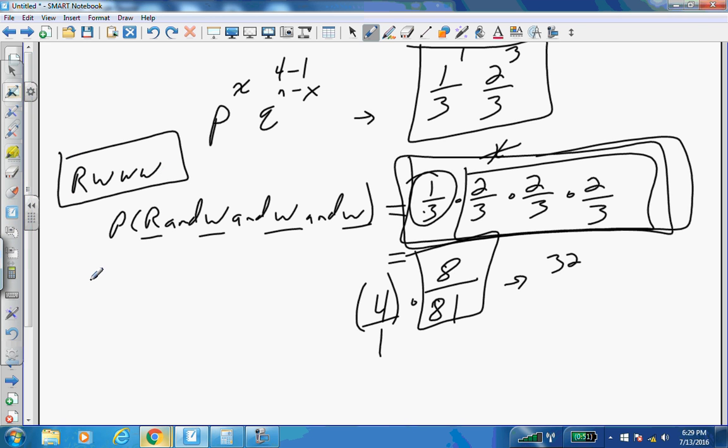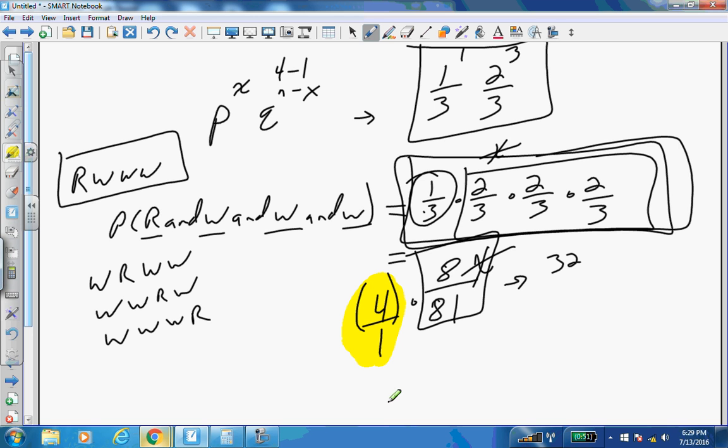Well, that would be the same probability for getting the second one right, the same probability for getting the third one right, the same probability for getting the fourth one right. So we take that probability, multiply it by how many different ways there are of getting exactly one correct, and that'll give us the total probability for how likely it is of getting exactly one correct.